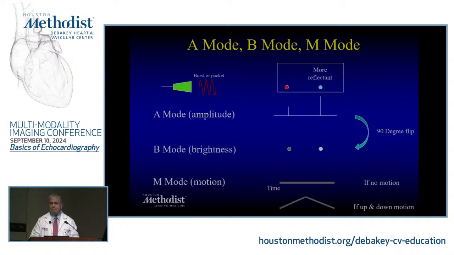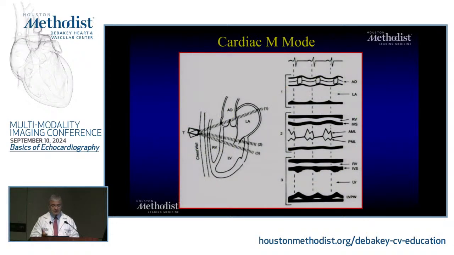What's M mode? M mode is for motion. If I take this bright dot and spread it over time, what is happening to this dot over time? If I have a piece of calcium that's not moving anywhere and I give it time, it will be a straight line. If it's moving up and down during the cardiac cycle, that's what you're going to see down below. The mitral valve, you're going to see it up and down. The aortic valve, you're going to see it. So that's what you see on an M mode.